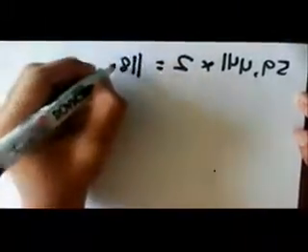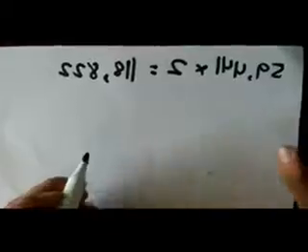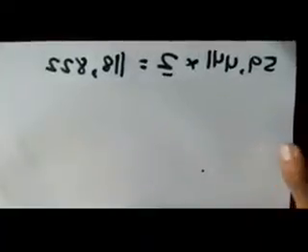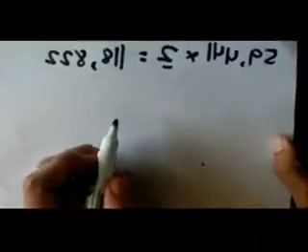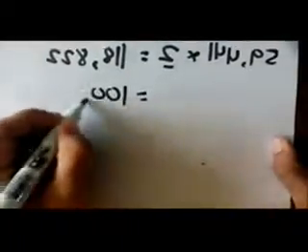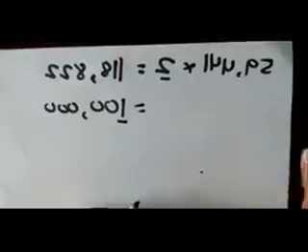Another example is 59,441 times 2. The answer is 118,822. However, the number with the least significant figures is 2, which has only one significant figure. So, 118,822 when rounded off to one significant figure will be 100,000. 100,000 has only one significant figure.